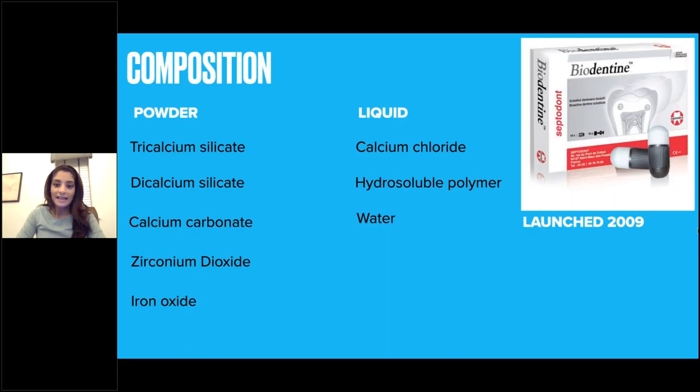The liquid contains calcium chloride, which is an accelerator, and it means that the material will actually set much faster than other calcium silicate cements. It contains a hydrosoluble polymer, which is a water-reducing agent and responsible for its consistency, and also water.